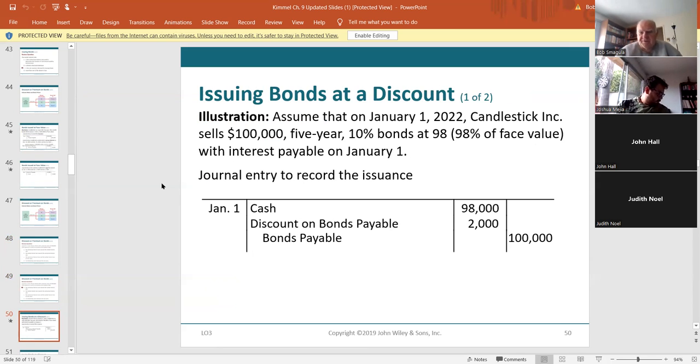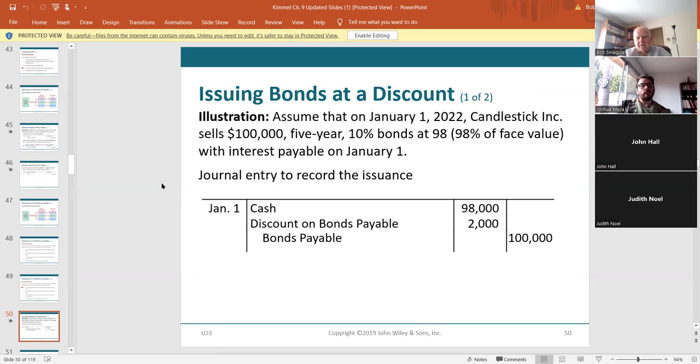Now, here we go into the guts of this stuff. Assume on January 1st, Candlestick Inc. sold a $100,000 5-year bond at 10%. But they're telling you it was only 98% of face value. So they didn't get $100,000. They got $98,000. They wanted to borrow $100,000, but no one was going to give us $100,000 if we're only paying 10%. So we debit cash for 98,000. We debit a contra liability account called discount on bonds payable for 2,000, and we credit bonds payable.